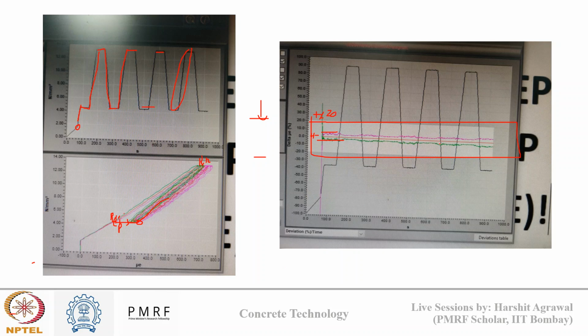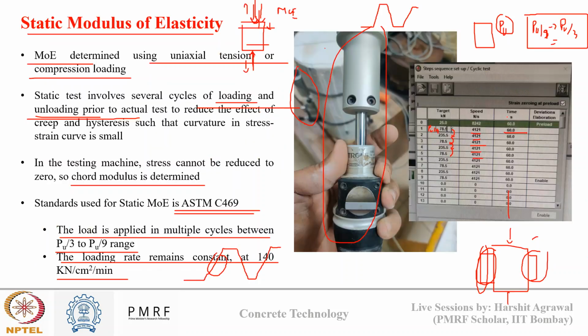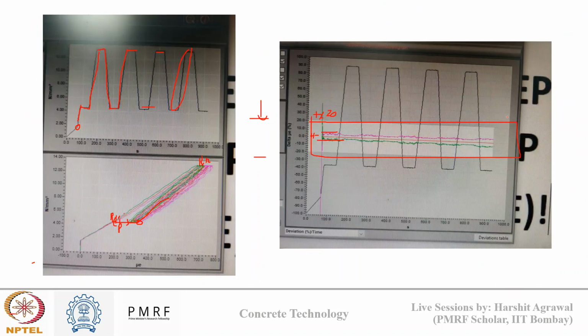If my surface is not plane, or loading is not axial, or the extensometer is not attached properly, then the standard deviation value will be very high. In such cases we need to stop the test and repeat it by adjusting the sample, or by checking what the problem is with the sample. So this is how we determine the static modulus of elasticity.